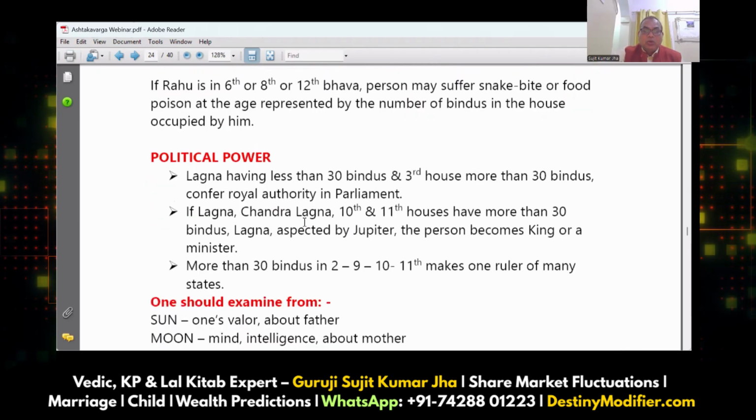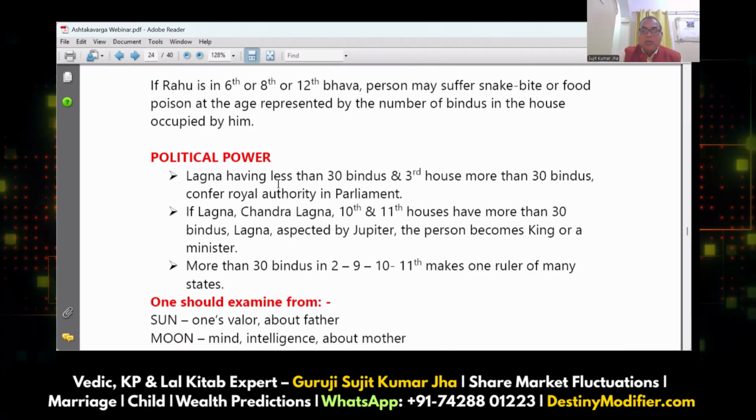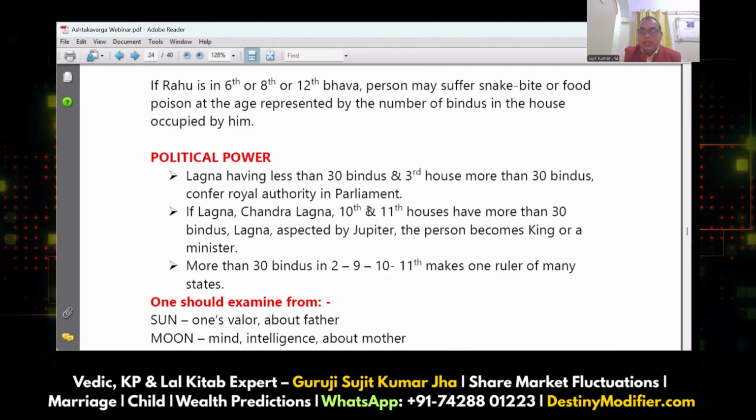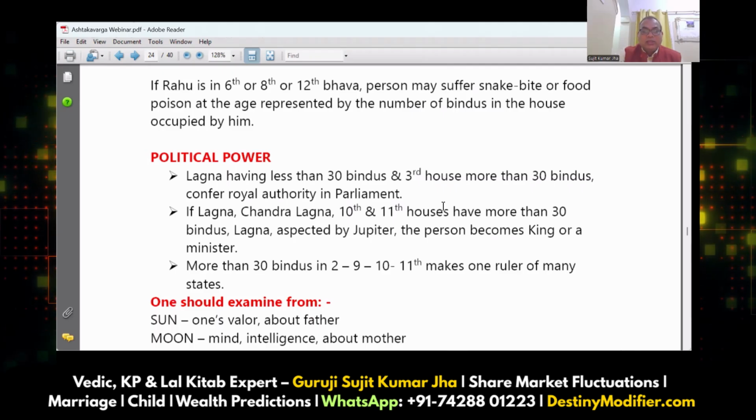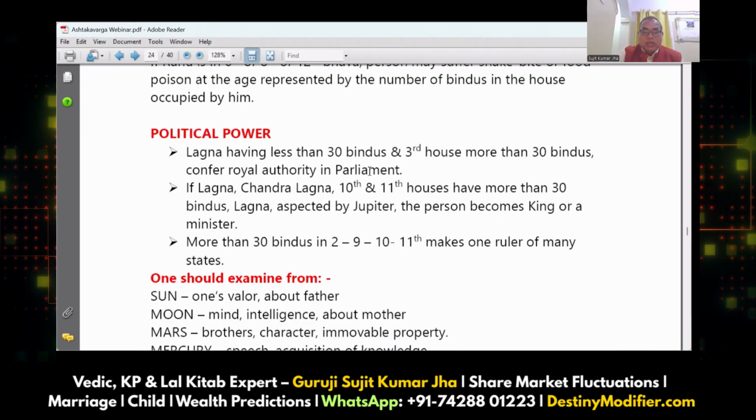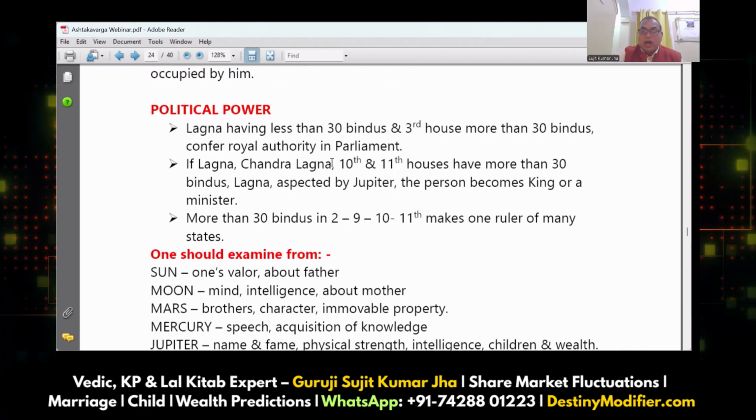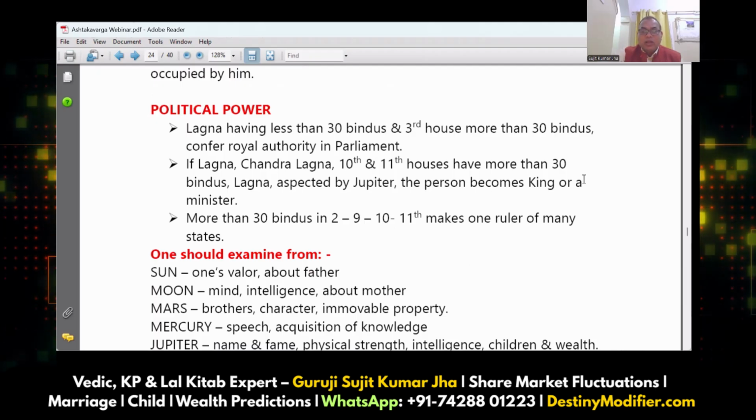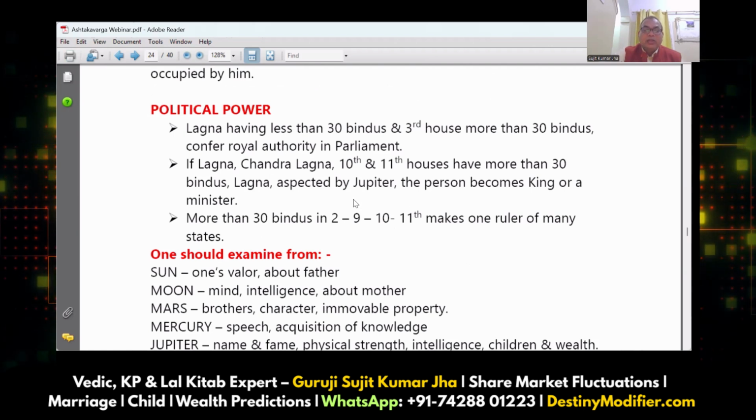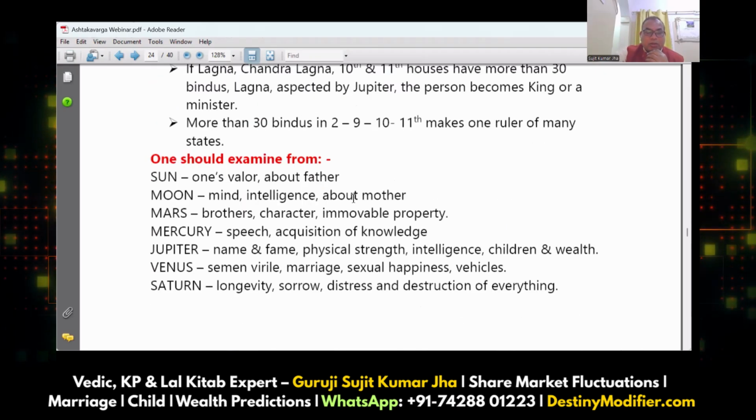Suppose a person comes to you asking whether he will get success politically or not. You only have to check Lagna, how many points, and the third house, how many points. If Lagna has less than 30 and the third house more than 30, you can say he is able to enter into politics. Another: you have to find Lagna, Sun and Moon Lagna, 10th house, 11th house. If all four have more than 30, and if Lagna is aspected by Jupiter, then he will get a ministerial post also. Like that, we can predict.